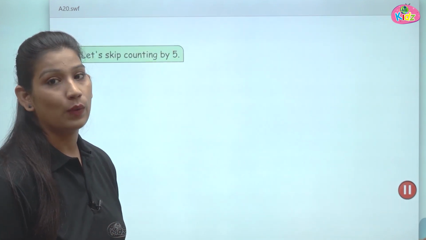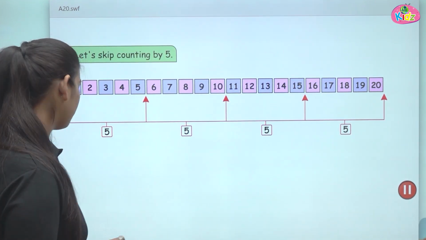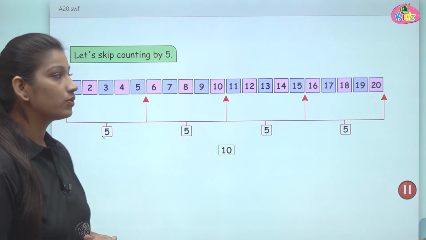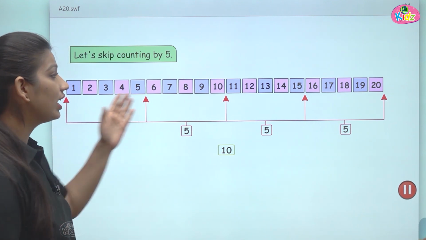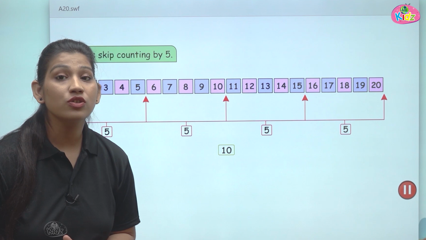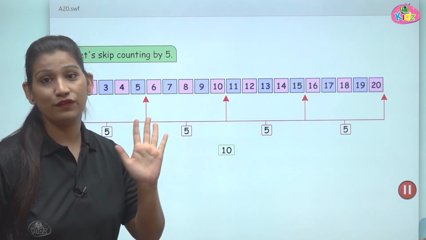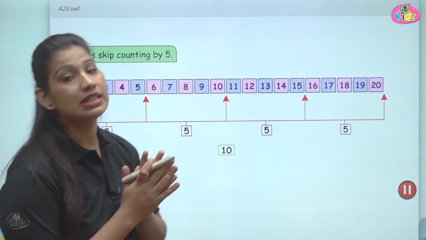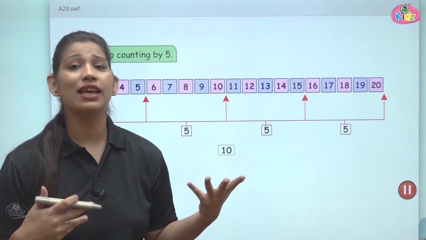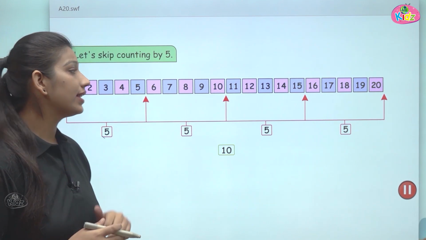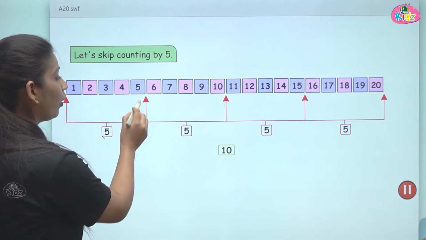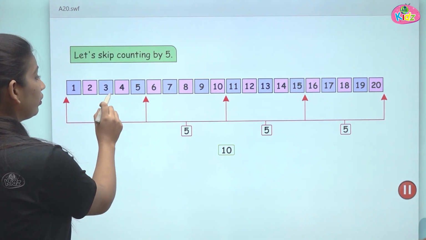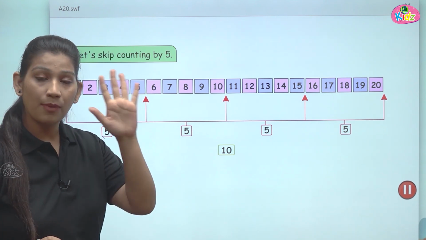Let us move forward and understand skip counting by 5. Here, students, you can see the numbers from 1 to 20. We can also do skip counting by 5. It helps us to club the numbers into groups and count them quickly. Here you can see the numbers have a gap of 5: 1, 2, 3, 4, 5. The numbers have a gap of 5.